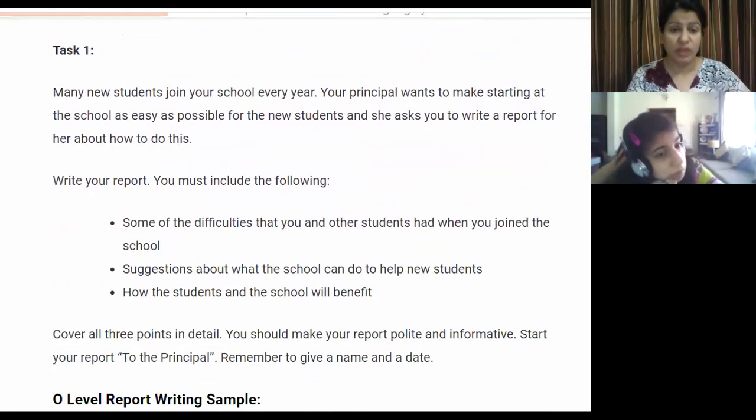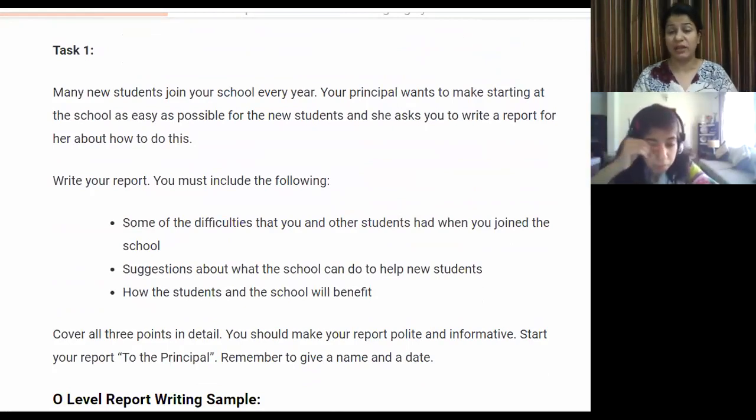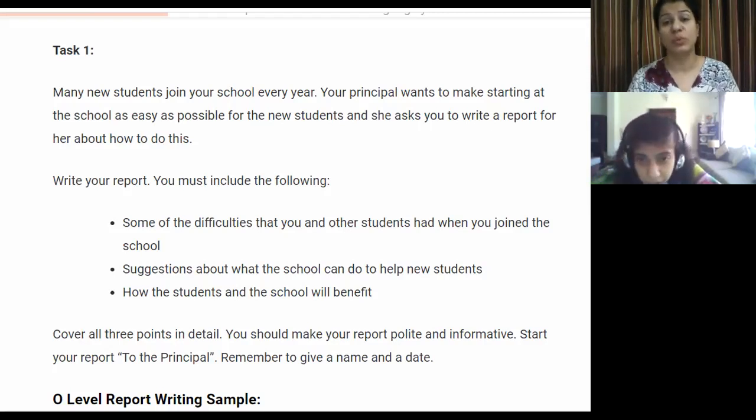Write your report. You must include the following. Bullet one is some of the difficulties that you and other students had when you joined the school. The second one is suggestions about what the school can do to help new students. And finally, how the students and the school will benefit from those suggestions. You have to cover all 3 points in detail. You should make your report polite and informative. Start your report to the principal. Remember to give a name and date. That is your name and the date you're writing it on.